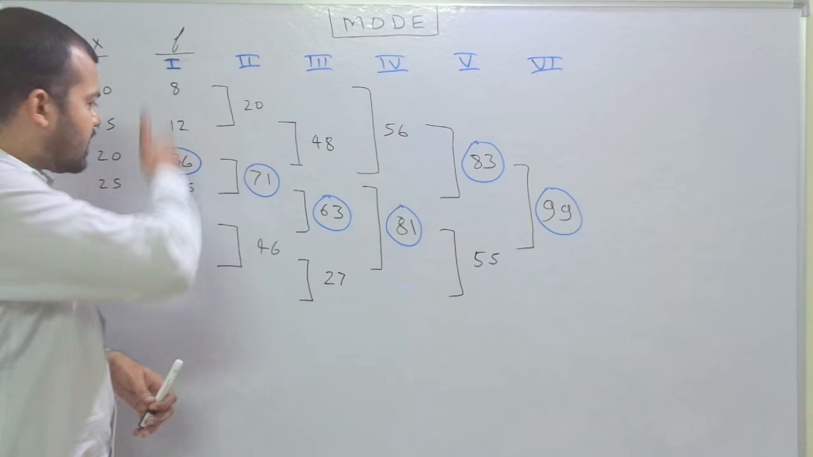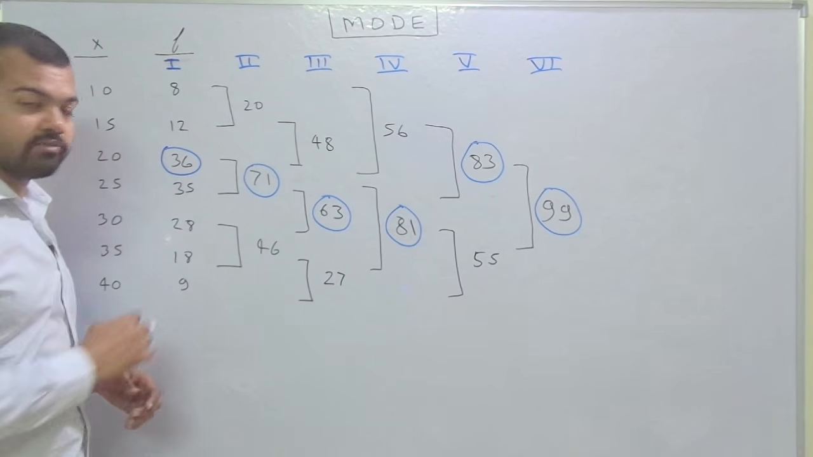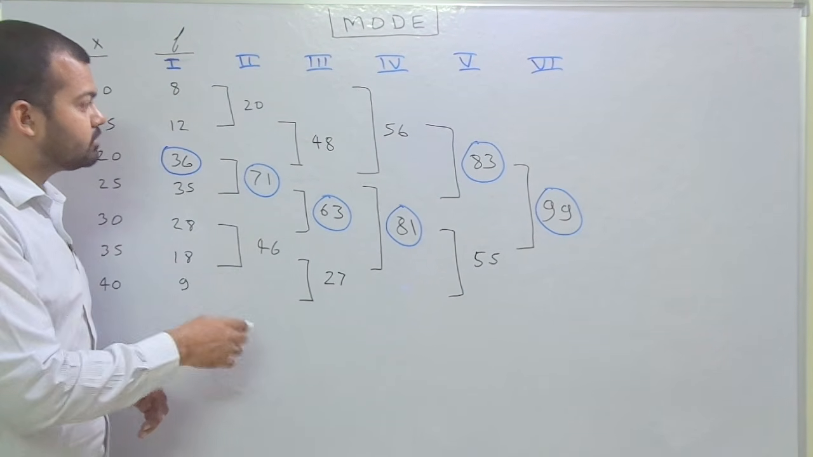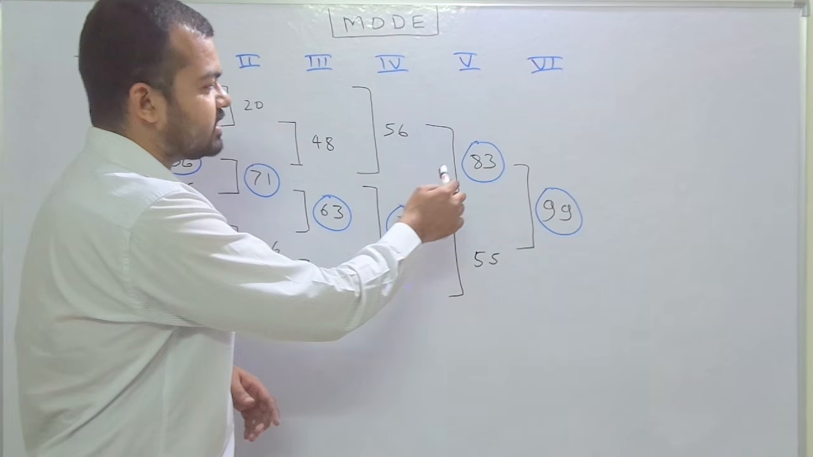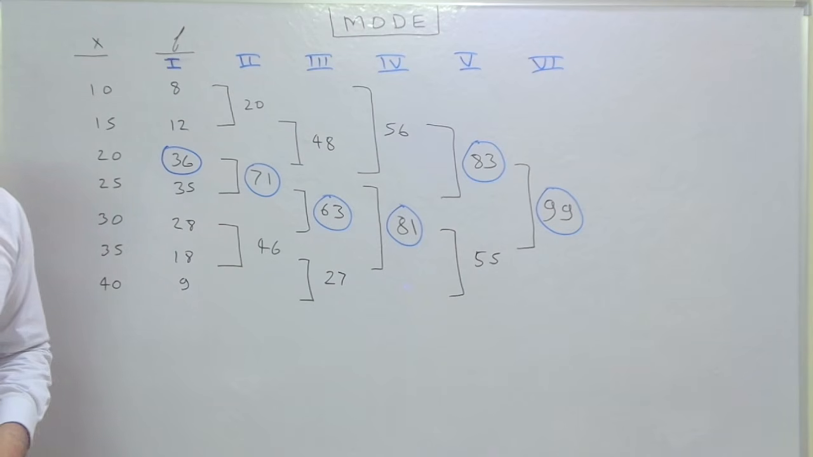Now we have to mark the highest value in every column. That is 36 is highest in column 1. 71 is highest in column 2. On the same line, 63, 81, 83 and 99. Now this is not the completion of this question.